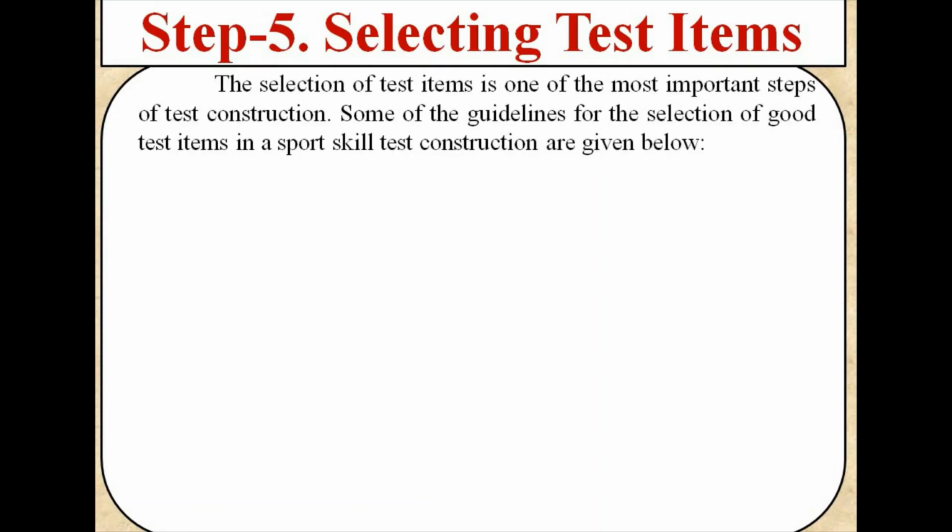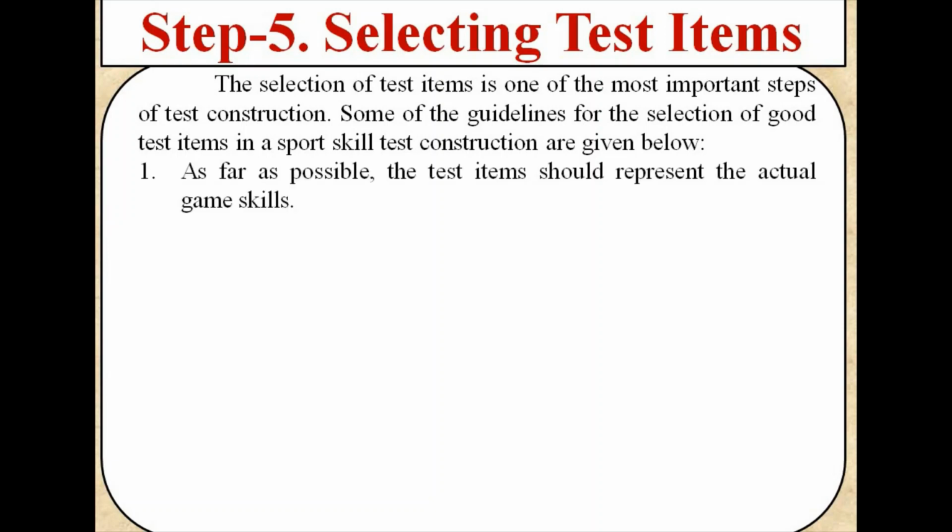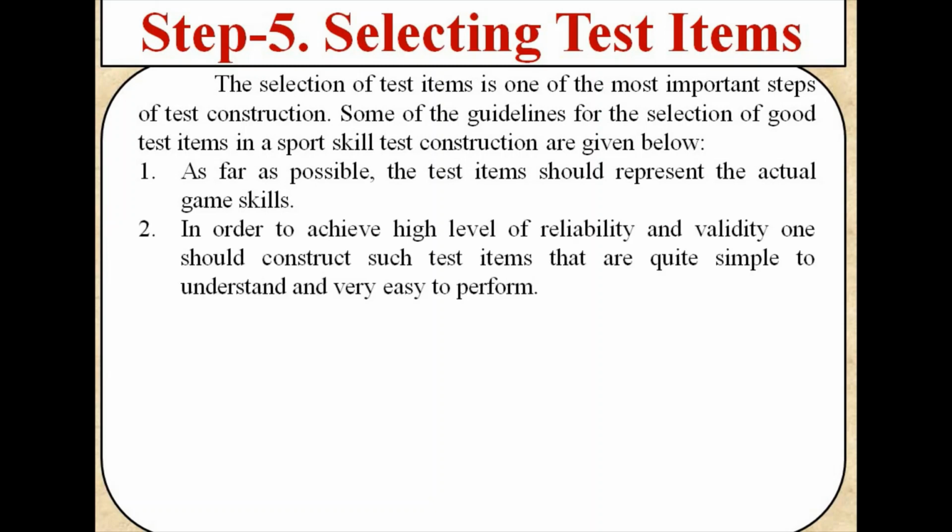Step 5. Selecting test items. The selection of test items is one of the most important steps of test construction. Some of the guidelines for the selection of good test items in a sport skill test construction are given below. As far as possible, the test items should represent the actual game skills. In order to achieve a high level of reliability and validity, one should construct such test items that are quite simple to understand and very easy to perform.